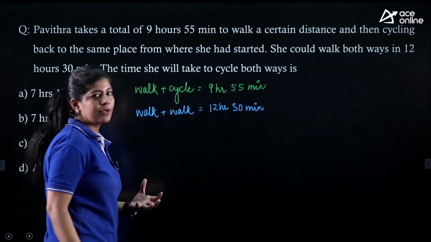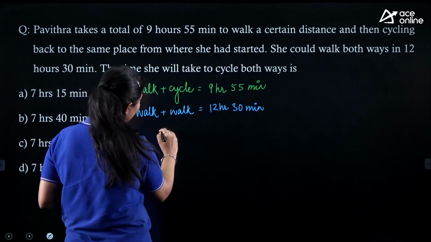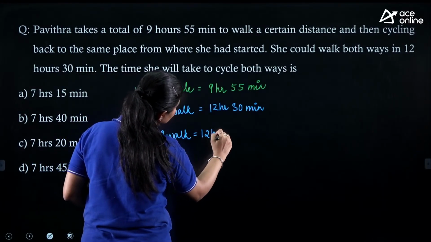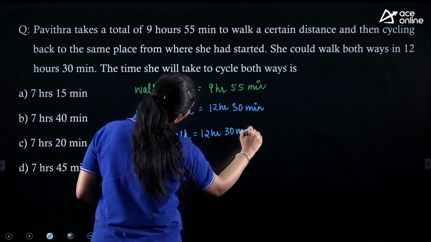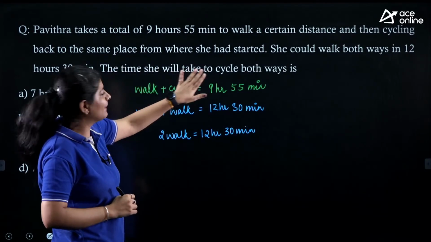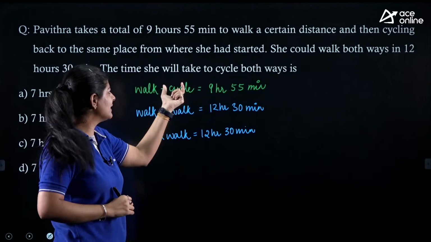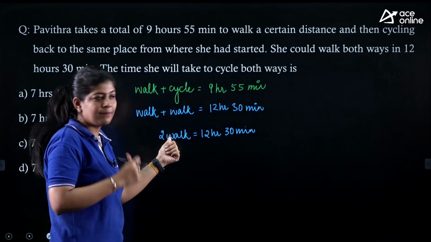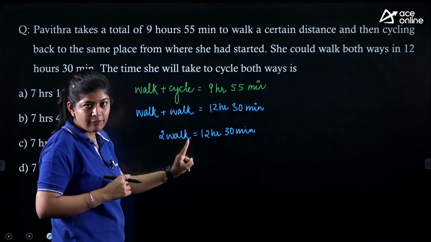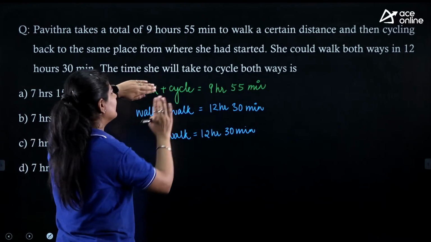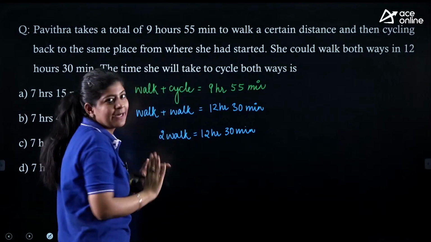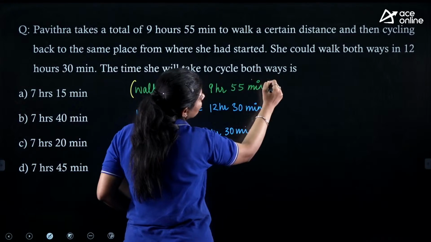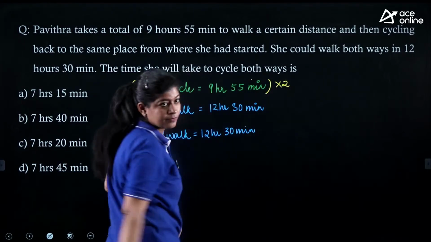Right? So as I can see, here I am having twice of walk equals 12 hours and 30 minutes. You can go in both the ways. Either you can simply multiply this whole equation by 2, so you can easily get the twice of cycle, or you can find the value of one walk first, substitute it, and multiply the result by 2. Instead of going this way, I'll prefer the first one. I simply multiply this equation by 2.